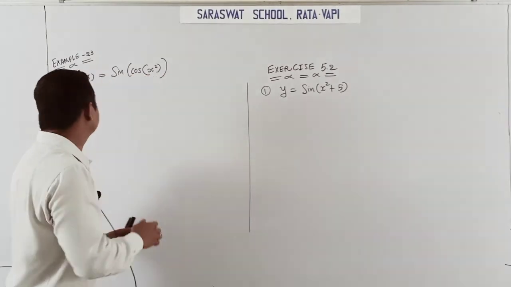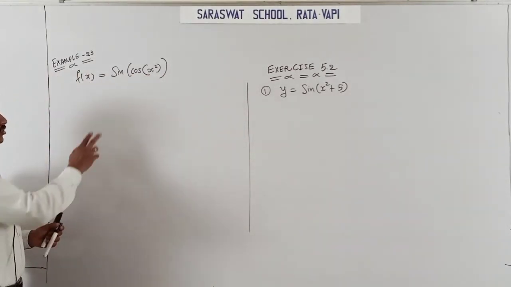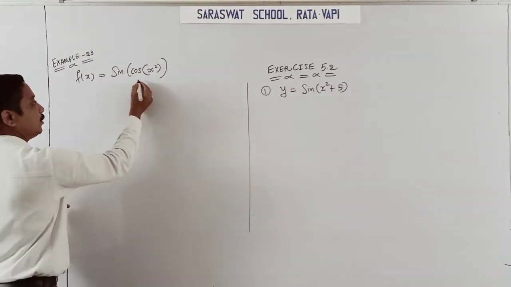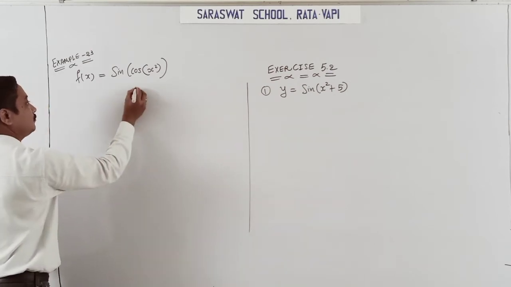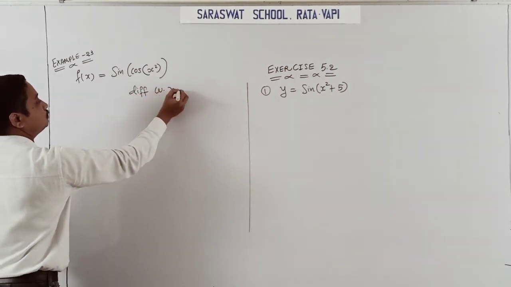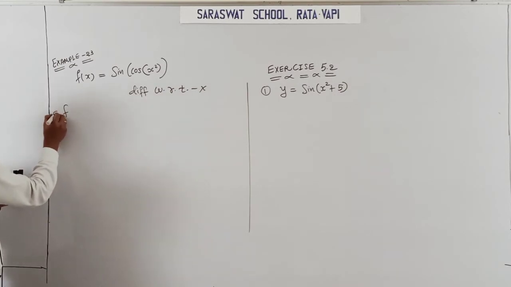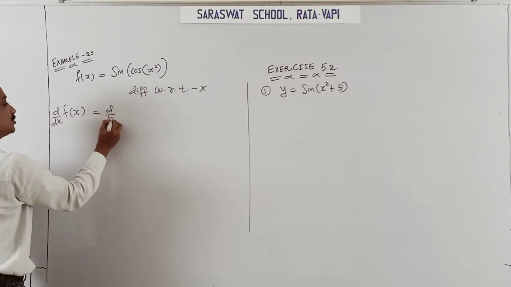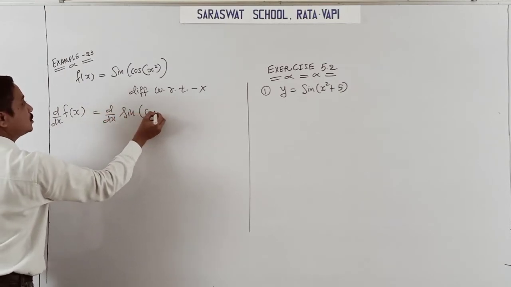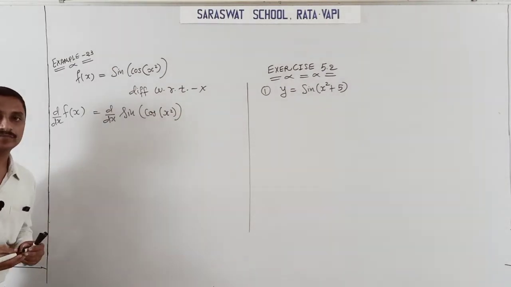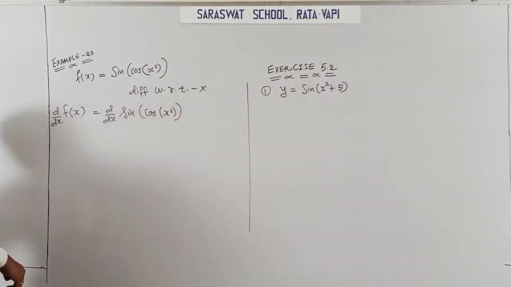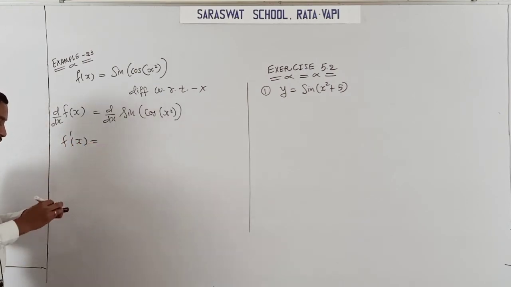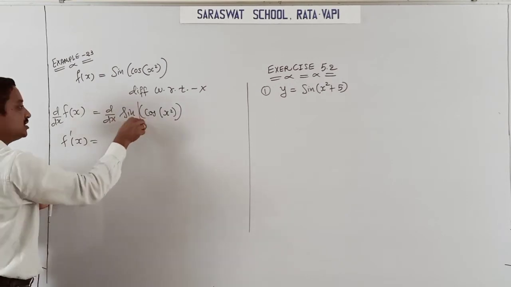Now continue, students. Example 23. Here three functions are mixed: sine, cos, and x square. So I go into our chain rule. Differentiation with respect to x. So d dx of f x. Here d dx of our question: sine with cos with x square. Yes, students. Now I just move ahead to f dash x, and here consider these two as one theta.